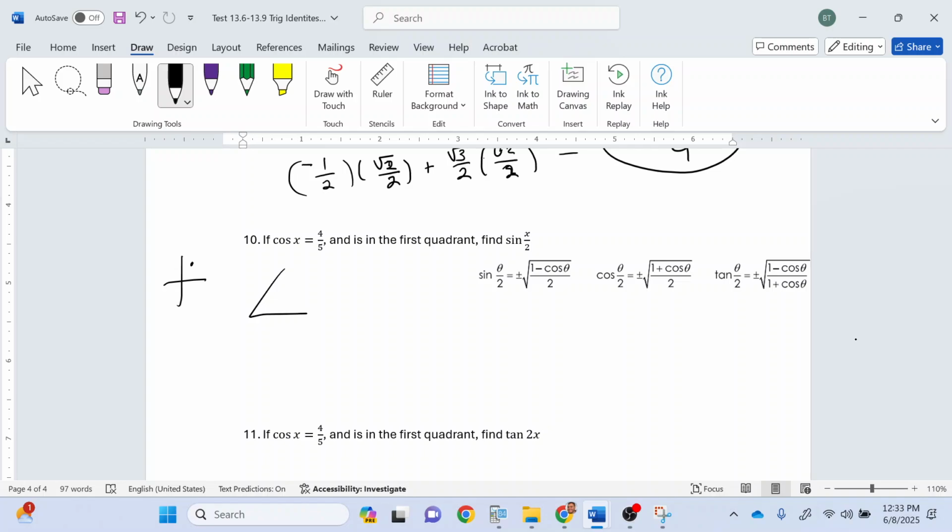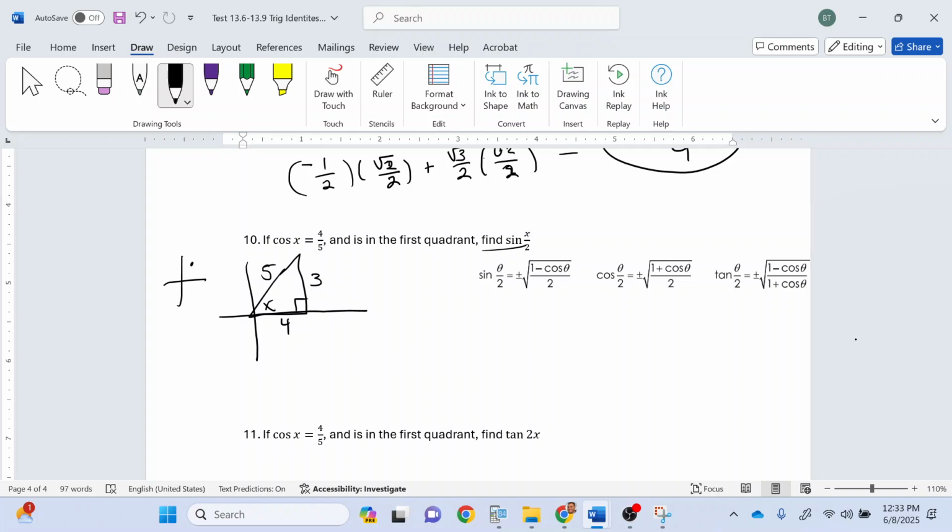So let's just do that real quick. I know x is here because it looks like this. Cosine is 4, hypotenuse is 5. I can figure out this is 3 because it's a 3, 4, 5 triangle. Find sine of half x.